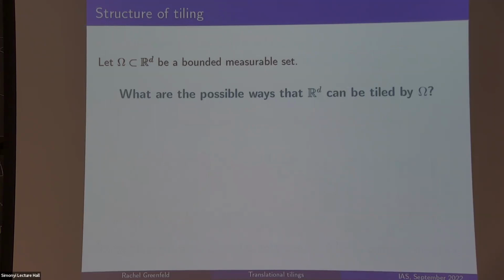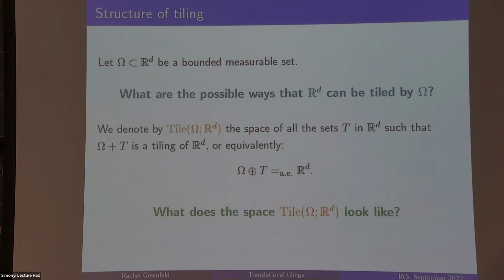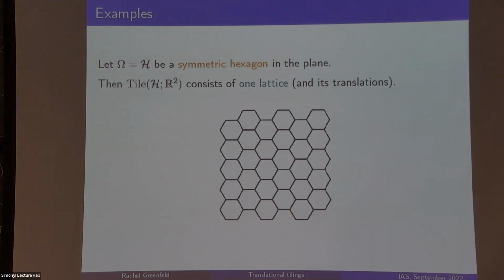And the general question that I want to study is analyzing the structure of such tilings. If I use this orange notation for the set of all the tilings by omega, I want to understand what this space looks like. This is the general question, and let's see some examples. For example, if my set omega is a symmetric hexagon in the plane R^2, then the space of tilings consists of just one lattice and all its cosets, so it's unique up to translation.